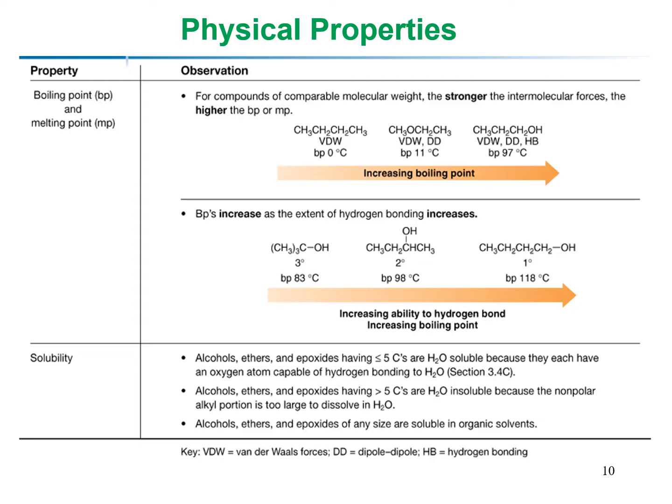In terms of physical properties, because of the existence of hydrogen bonding, alcohol has a higher boiling point than ether and alkane of corresponding molecular weight. And the boiling point increases with hydrogen bonding. Like we said in the previous slide, that's why primary has a higher boiling point than tertiary, because of hydrogen bonding. In terms of solubility, alcohols are more soluble than ether and alkane of comparable molecular weight.